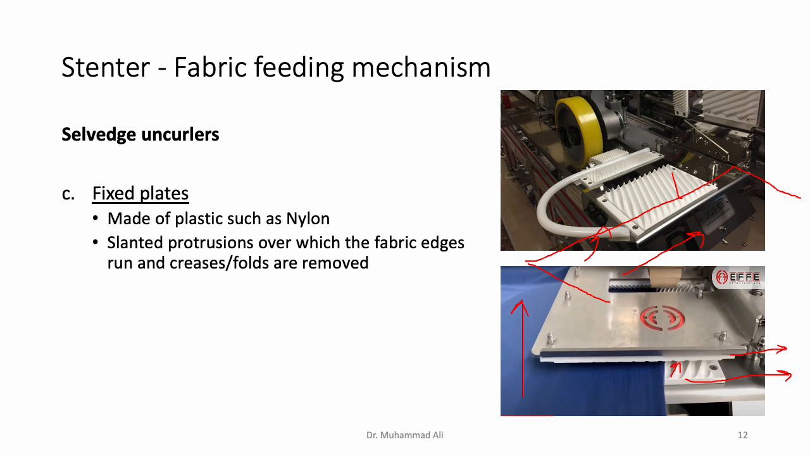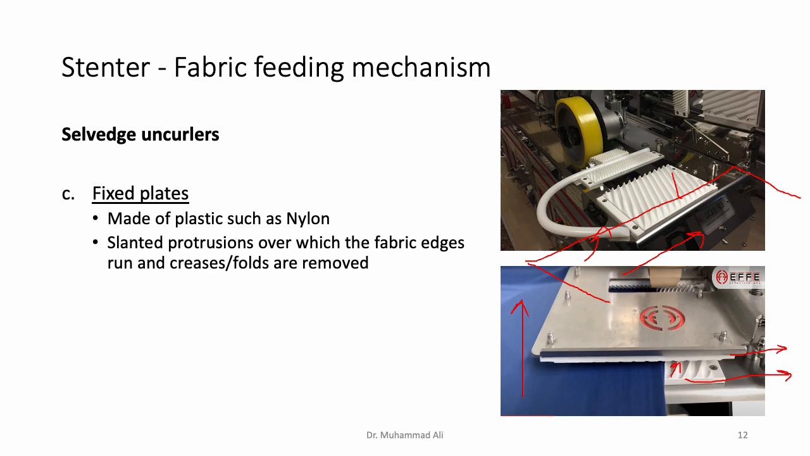As far as these fixed plates are concerned, these are better in a sense that these plates do not require any electricity consumption. There are no motors there. There is no air pressure system involved here. But then, of course, the effectiveness is, I mean, questionable. You have to be very careful when you are using these plates, and you have to ensure that the fabric qualities that you are processing can be handled in the presence of this type of selvage uncurler.